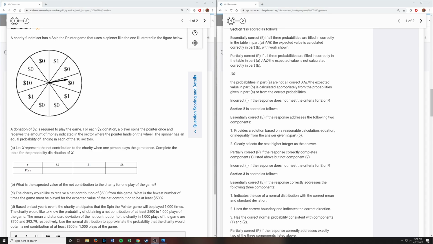And it's incorrect if you don't do either one. So let's say you use the wrong inequality or somehow you set it up incorrectly. You're going to get an I no matter what, unfortunately.